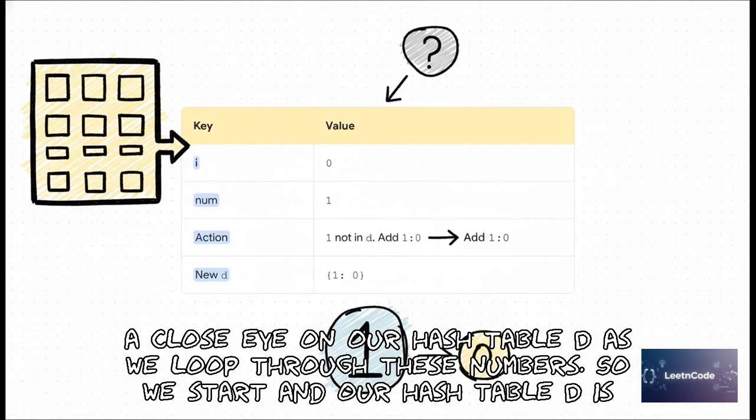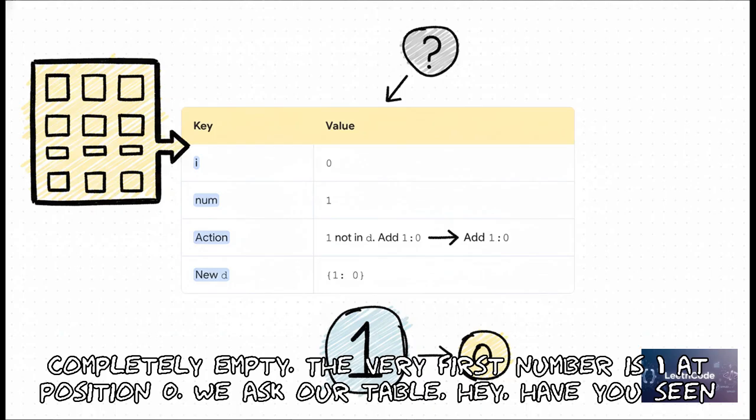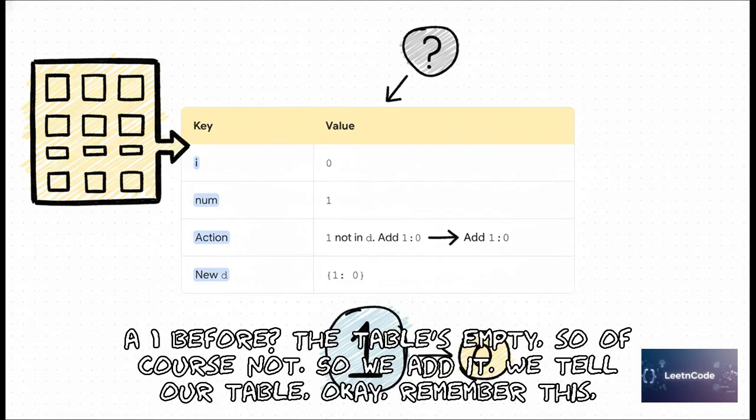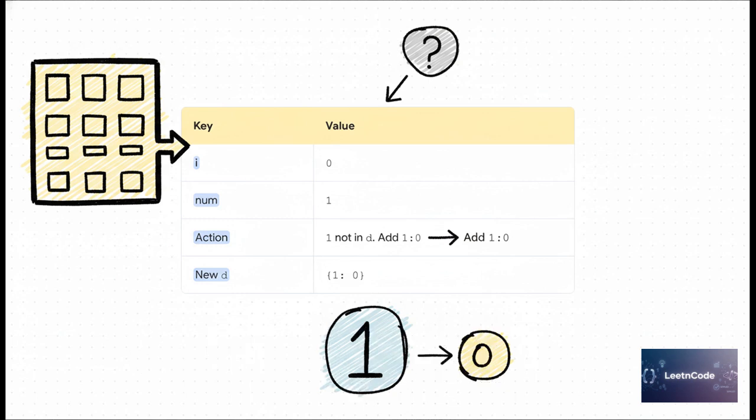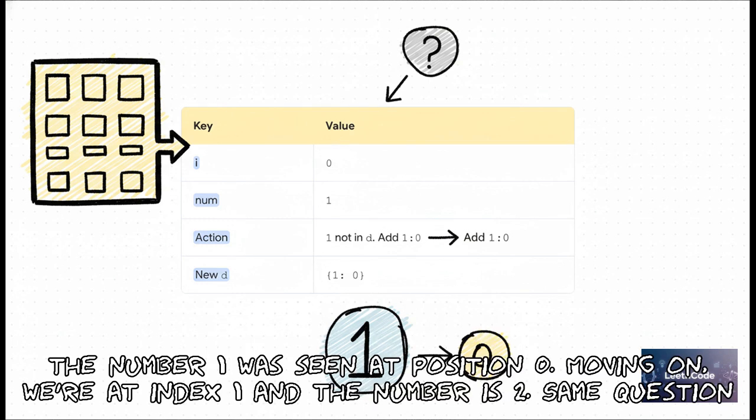So we start, and our hash table D is completely empty. The very first number is 1 at position 0. We ask our table, hey, have you seen a 1 before? The table's empty, so of course not. So we add it. We tell our table, okay, remember this. The number 1 was seen at position 0.